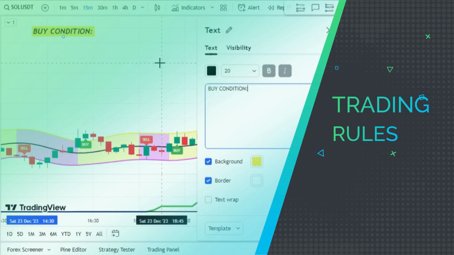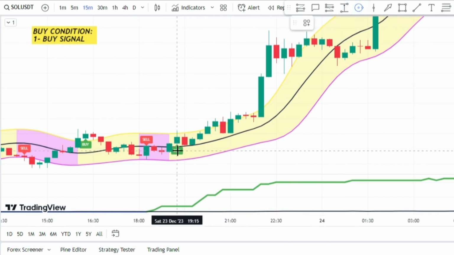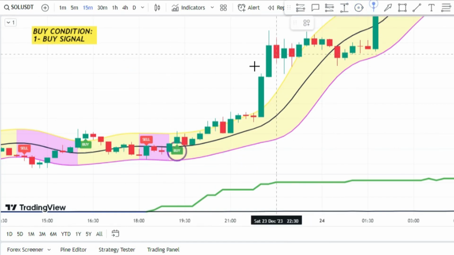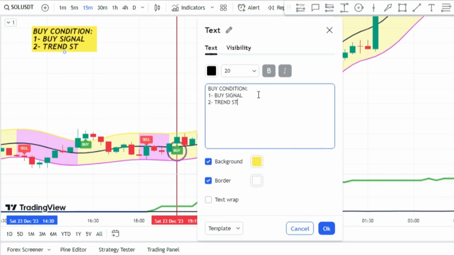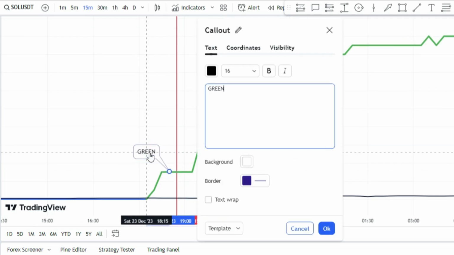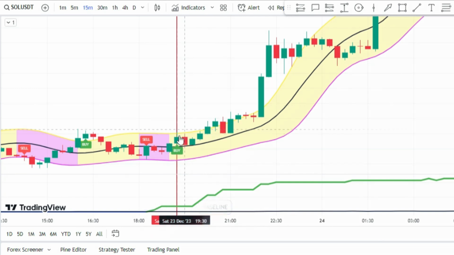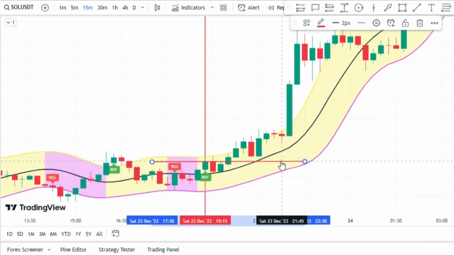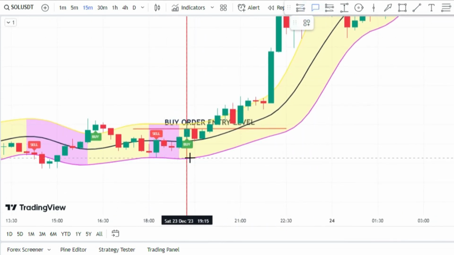First things first, you'll want to wait patiently for a buy signal from the indicator. Once you've got that, check to make sure the trend strength indicator is also giving you the green light. If both of those are lined up, you're good to go and can open a buy order. But hold on a sec, there's one more thing to consider before you dive in.